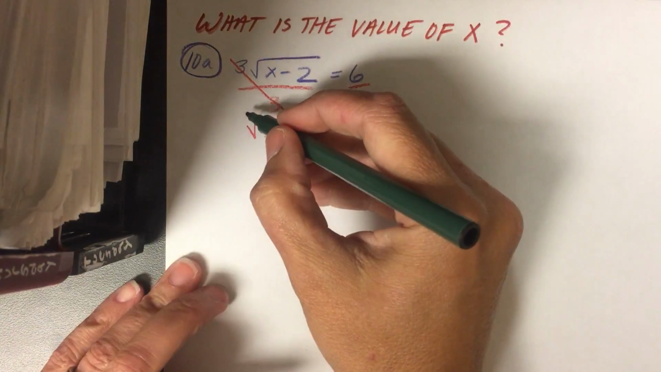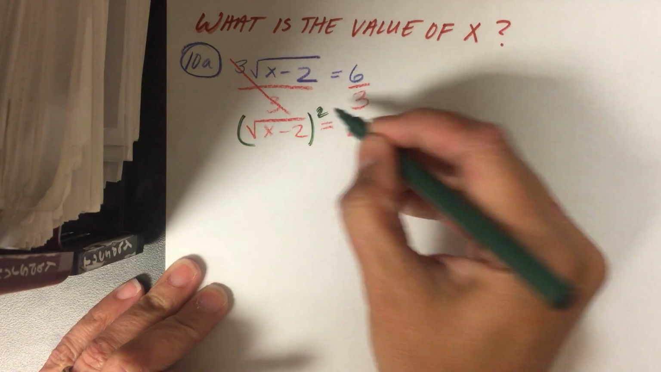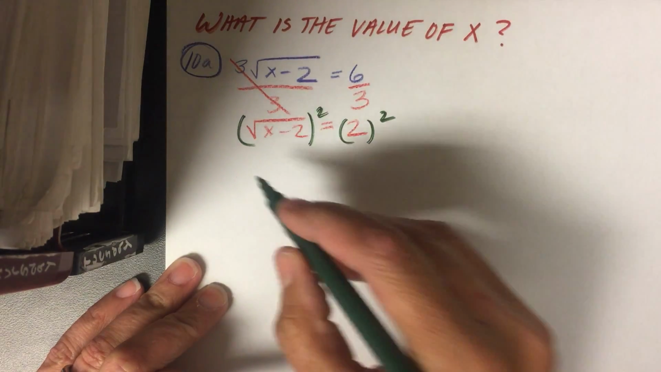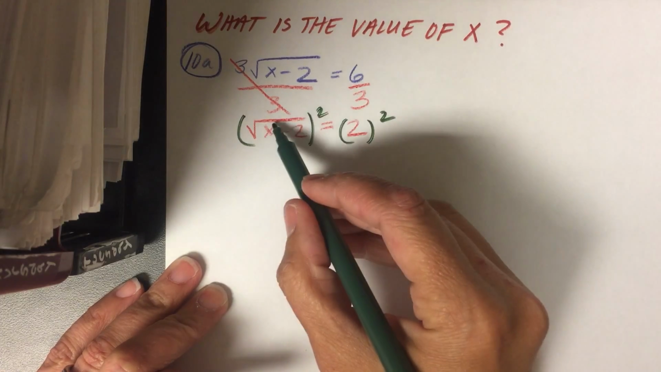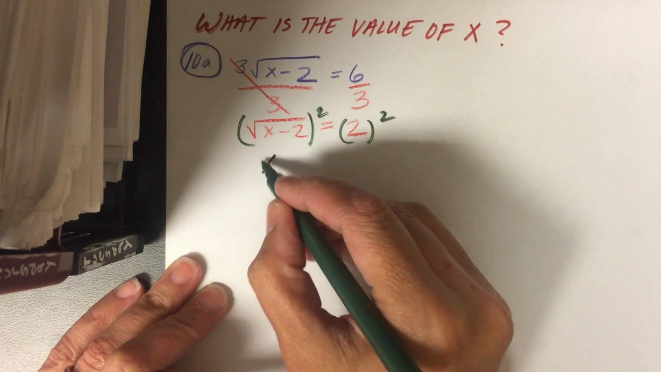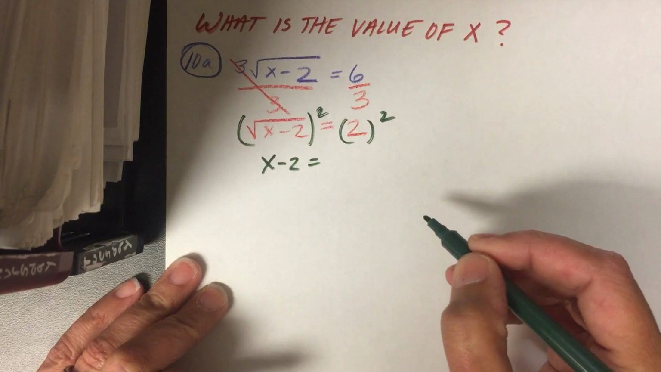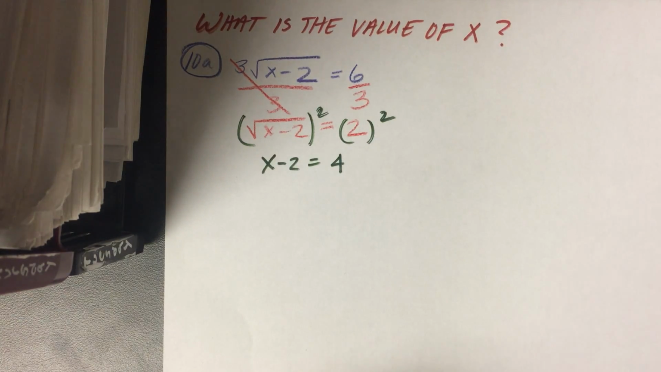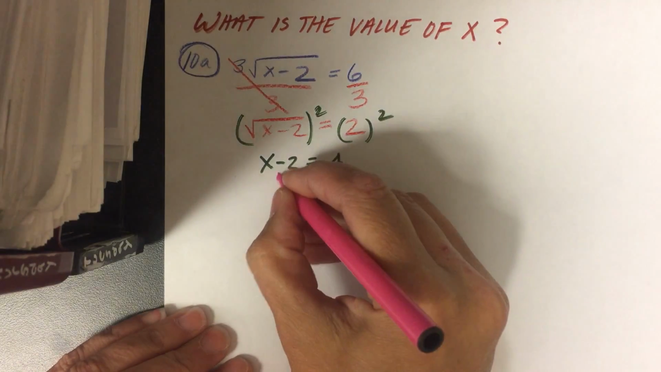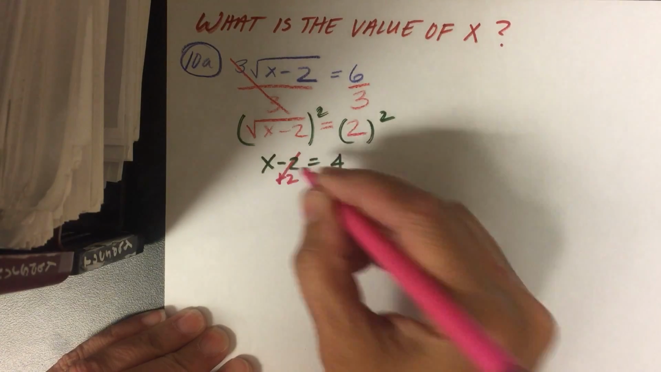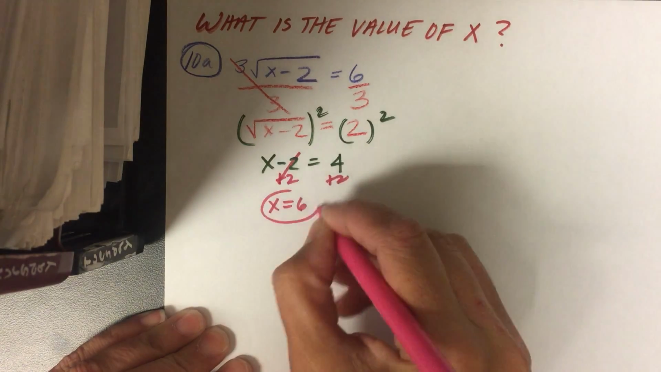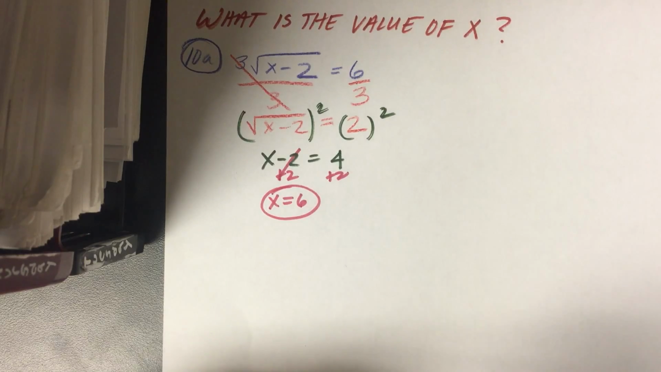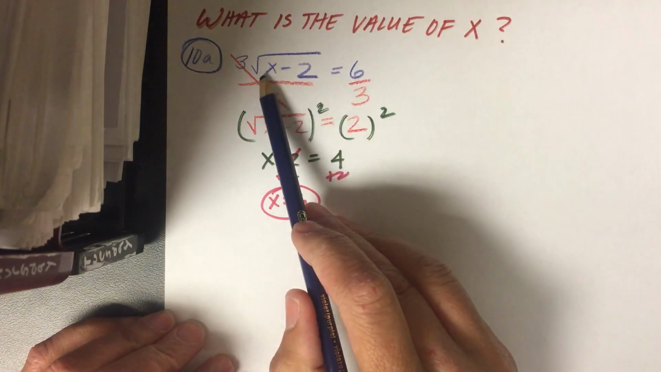And then, from this point, I want to get rid of that radical sign, that square root. So what I'm going to do is square both sides. What I do to one side, I've got to do to the other. The square root and the squared are inverse. They will cancel out, so that leaves me with x minus 2 equals 4. And then my last step is going to be to add the 2 to both sides to solve for x. So x equals 6. So that's how you solve when you have a square root and you're trying to solve for the value of x.